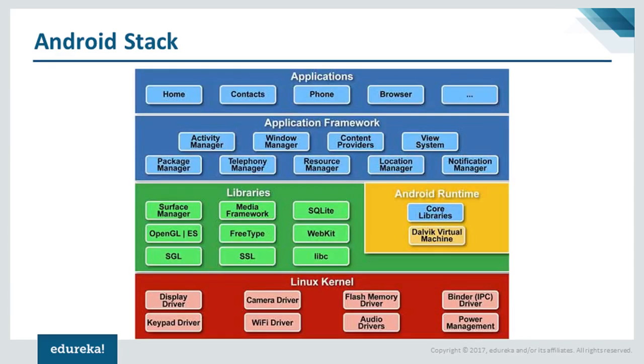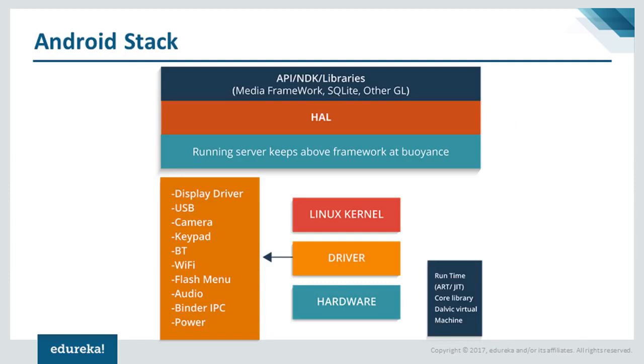The green box that you saw, these libraries that you're seeing here, there is a Surface Manager, OpenGL, SGL, SSL, FreeType, WebKit, SQLite, and all that. These libraries and the hardware abstraction layer, these two layers are taken up by your NDK. NDK in turn is going to deal with the libraries. Predominantly you'll be hearing about .so files. The .so files are the files that can mediate between your hardware and the upper layer, and they are written using the native development kit, and that is what NDK means: a native development kit.